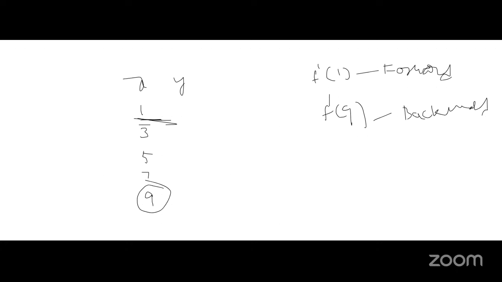So understood? That is forward and backward. In the same way, if they ask for f dash of 3, that also uses the forward. And if they ask for f dash of 7, we use the backward. And for the middle values we use the central differentiation table.